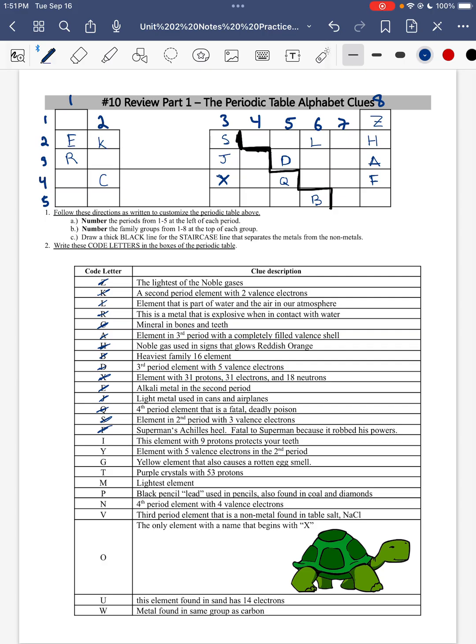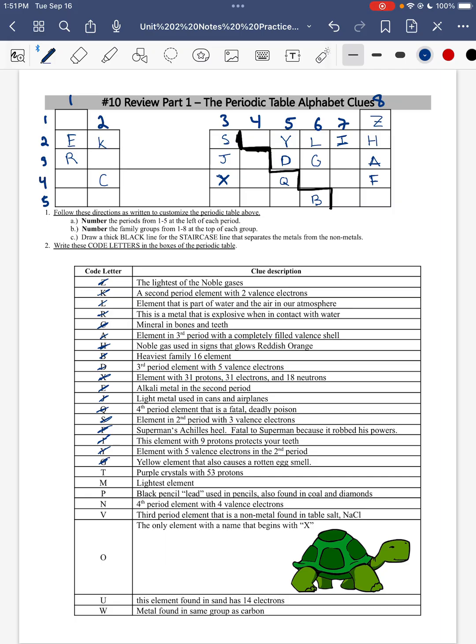I, an element with 9 protons that protects your teeth. That's going to be fluorine. Fluorine is good for your teeth. Fluoride toothpaste. Y, an element with 5 valence electrons in the second period, is going to go right here. A yellow element that causes a rotten egg smell, that's sulfur. So I'll put that where sulfur goes on the periodic table.